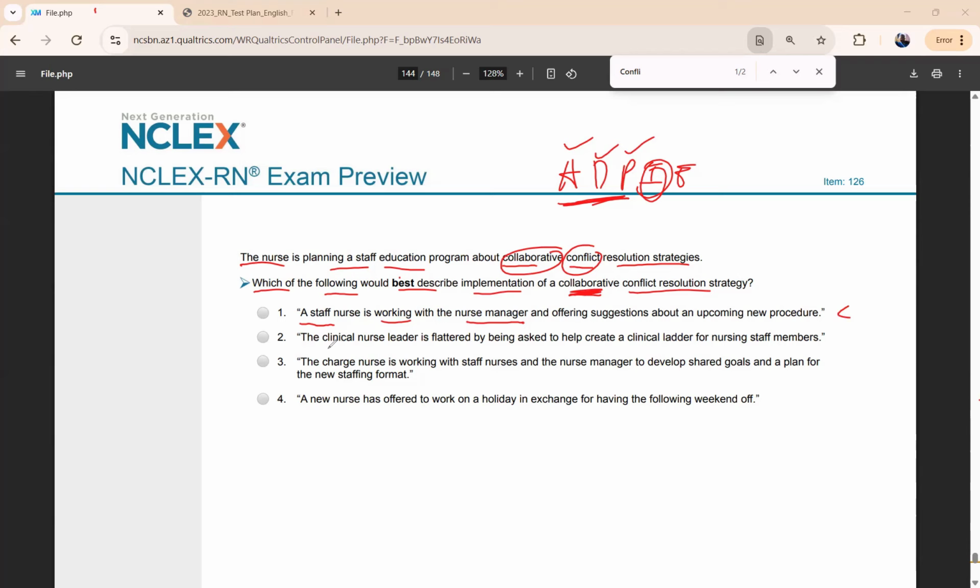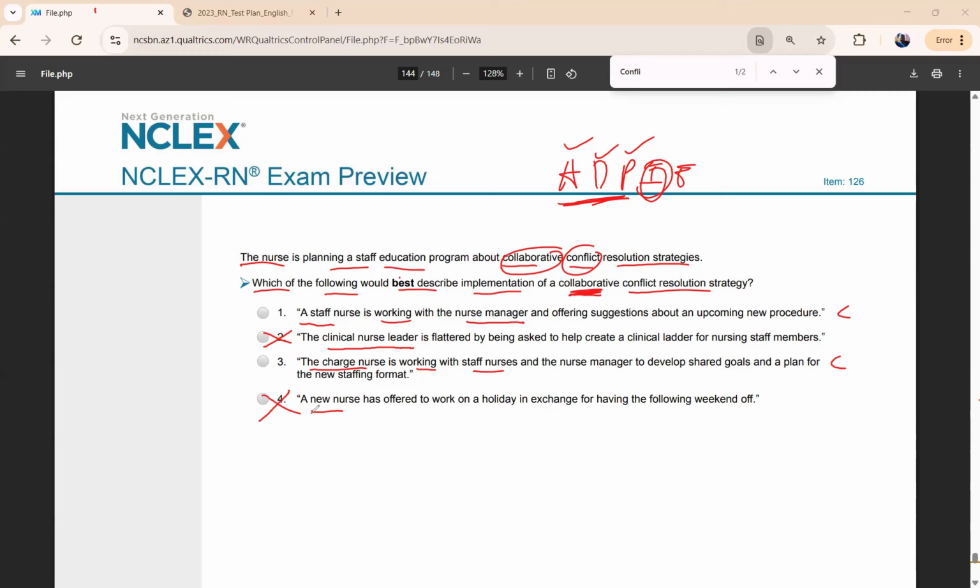Now, the clinical nurse leader is flattered by being asked to help create a clinical ladder for nursing staff. This is not collaborative because she's only doing it herself. That's out. The charge nurse is working with staff nurses. This is collaborative. Now, a new nurse has been offered to work on holiday in exchange. This is not collaborative, so this is out.